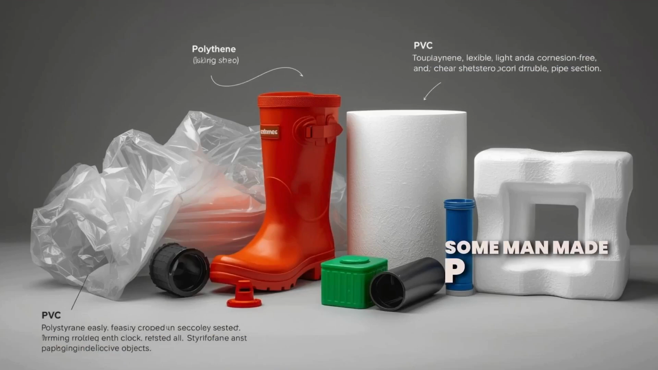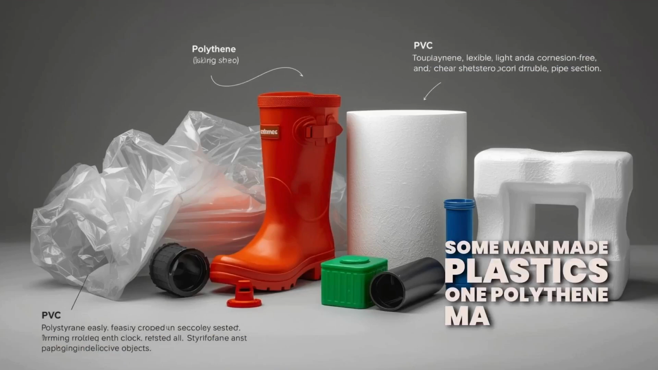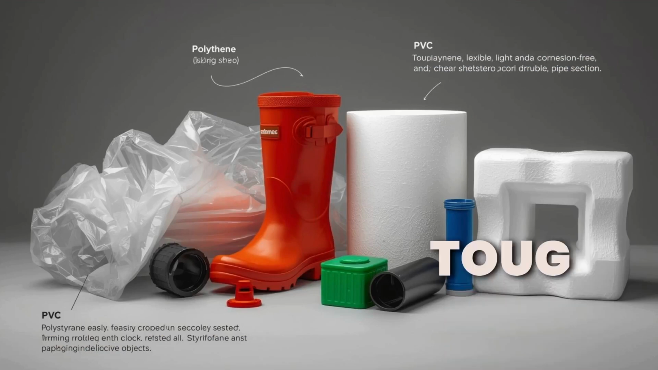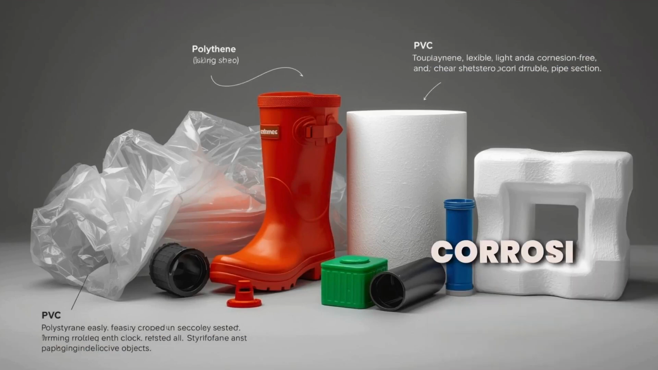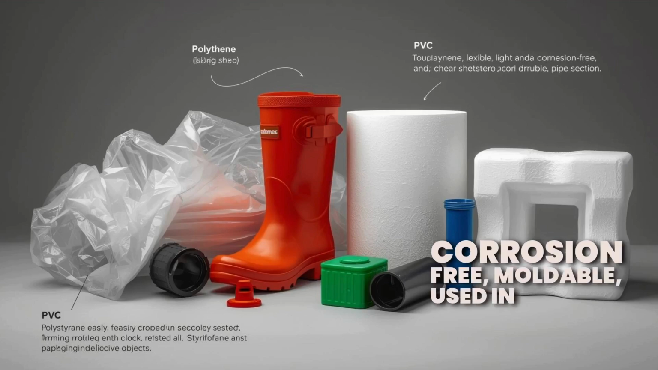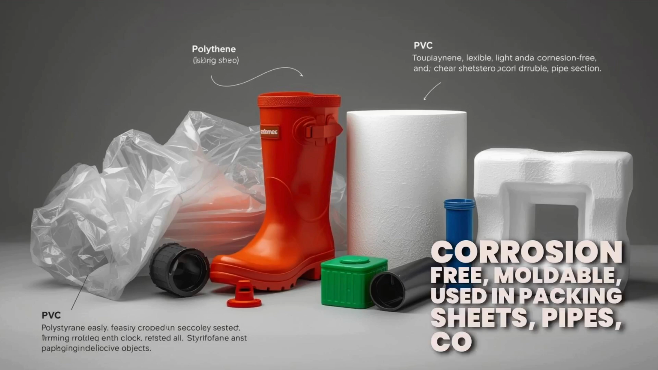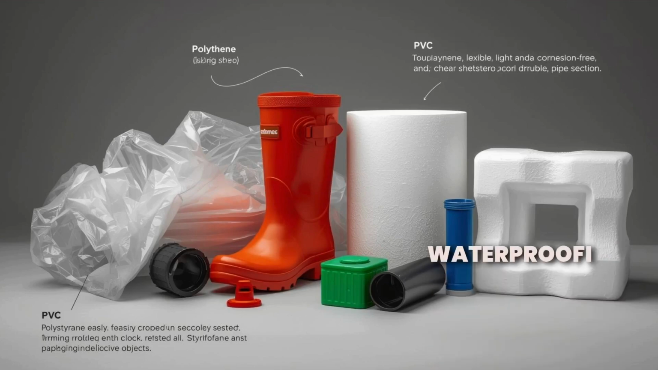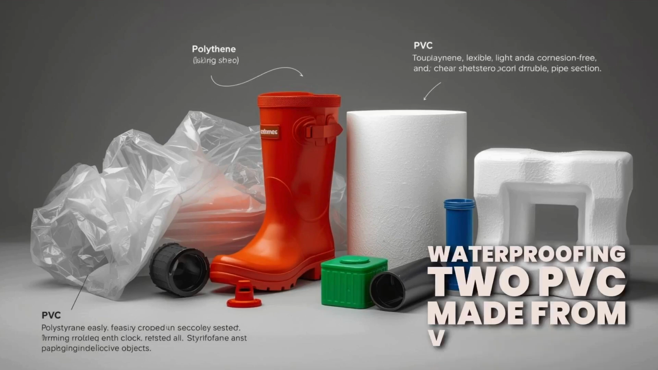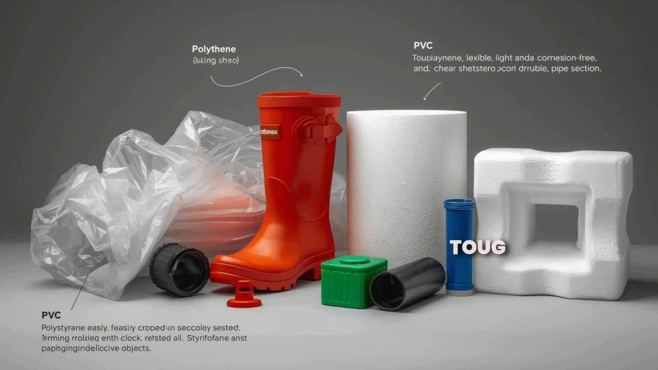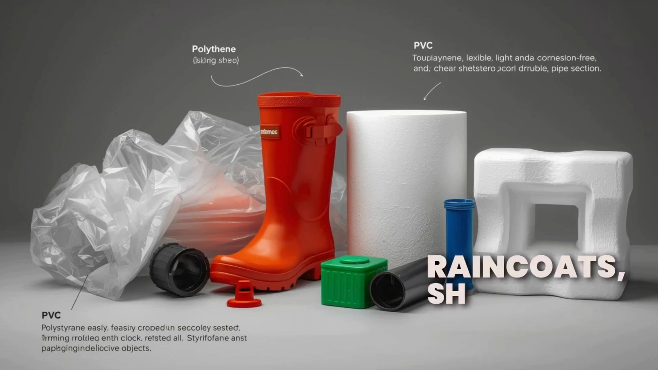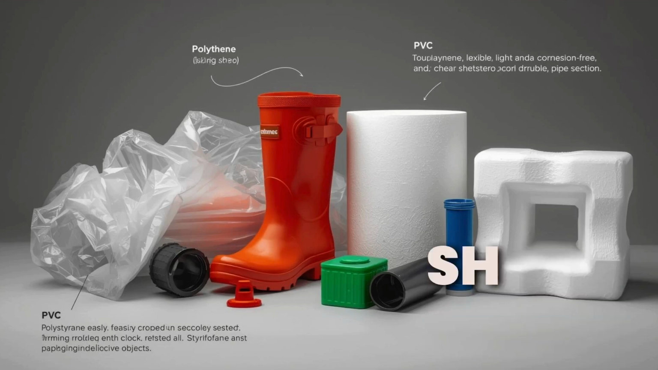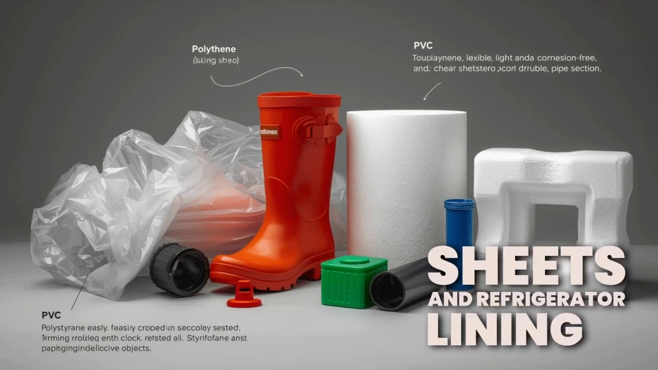Some man-made plastics. 1. Polythene. Made from ethylene. Tough, flexible, water-resistant, cheap, light, corrosion-free, moldable. Used in packing sheets, pipes, containers, waterproofing. 2. PVC. Made from vinyl chloride, tougher than polythene. Used in bottles, raincoats, shoes, pipes, drainage, sheets, and refrigerator linings.